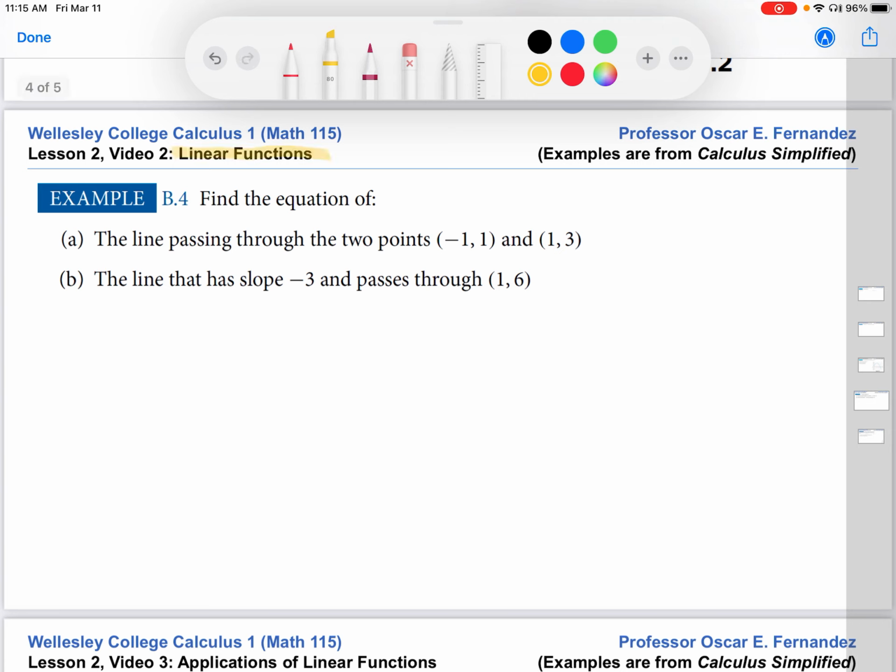And the example we're going to work out here for linear functions comes again from Calculus Simplified, the book I wrote, the book for this course. The example is B.4, so that's example 4 in Appendix B. So let's see what this question says. It says, find the equation of the line passing through these 2 points, and also the line that has a slope of -3 and passes through the point (1, 6). So we'll do each of these in order.